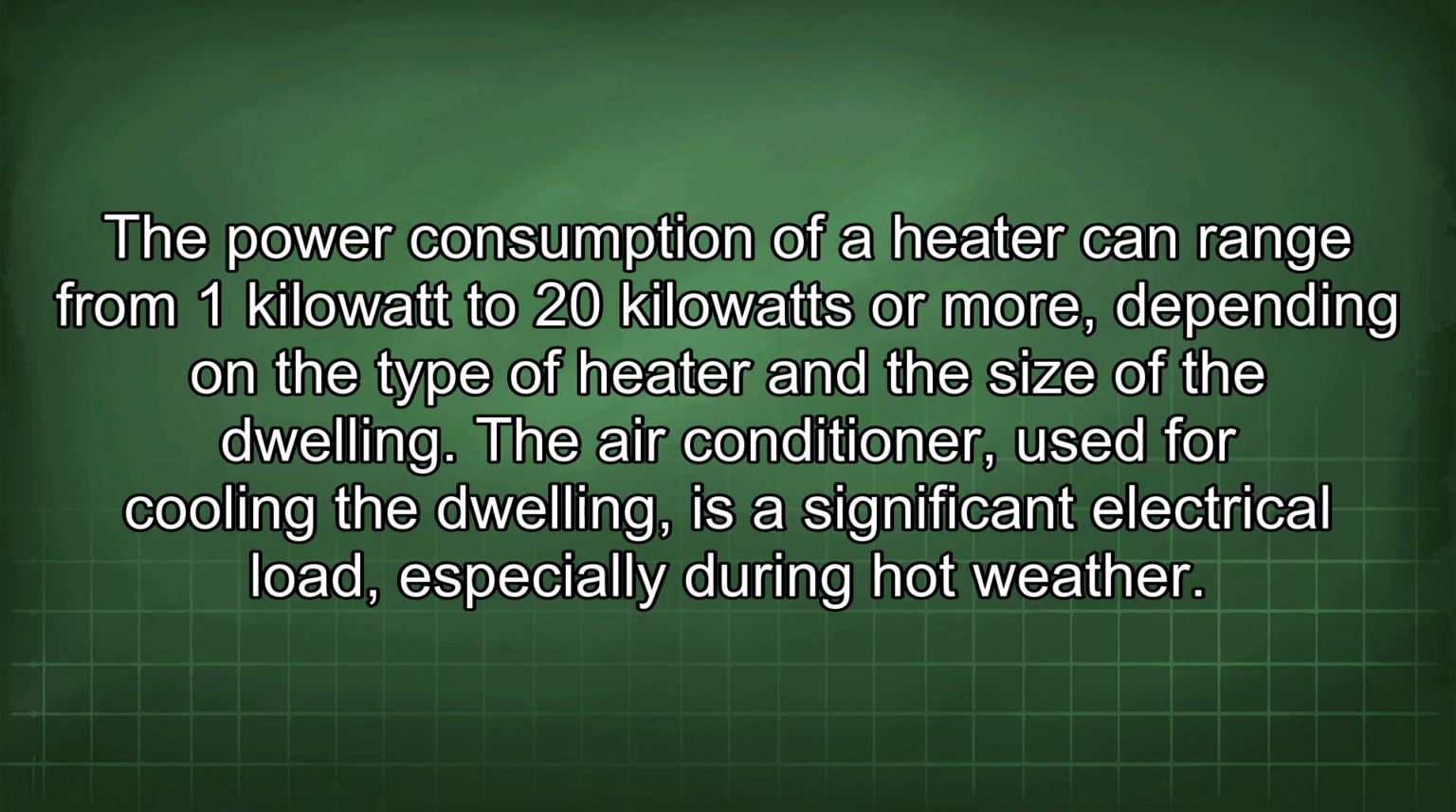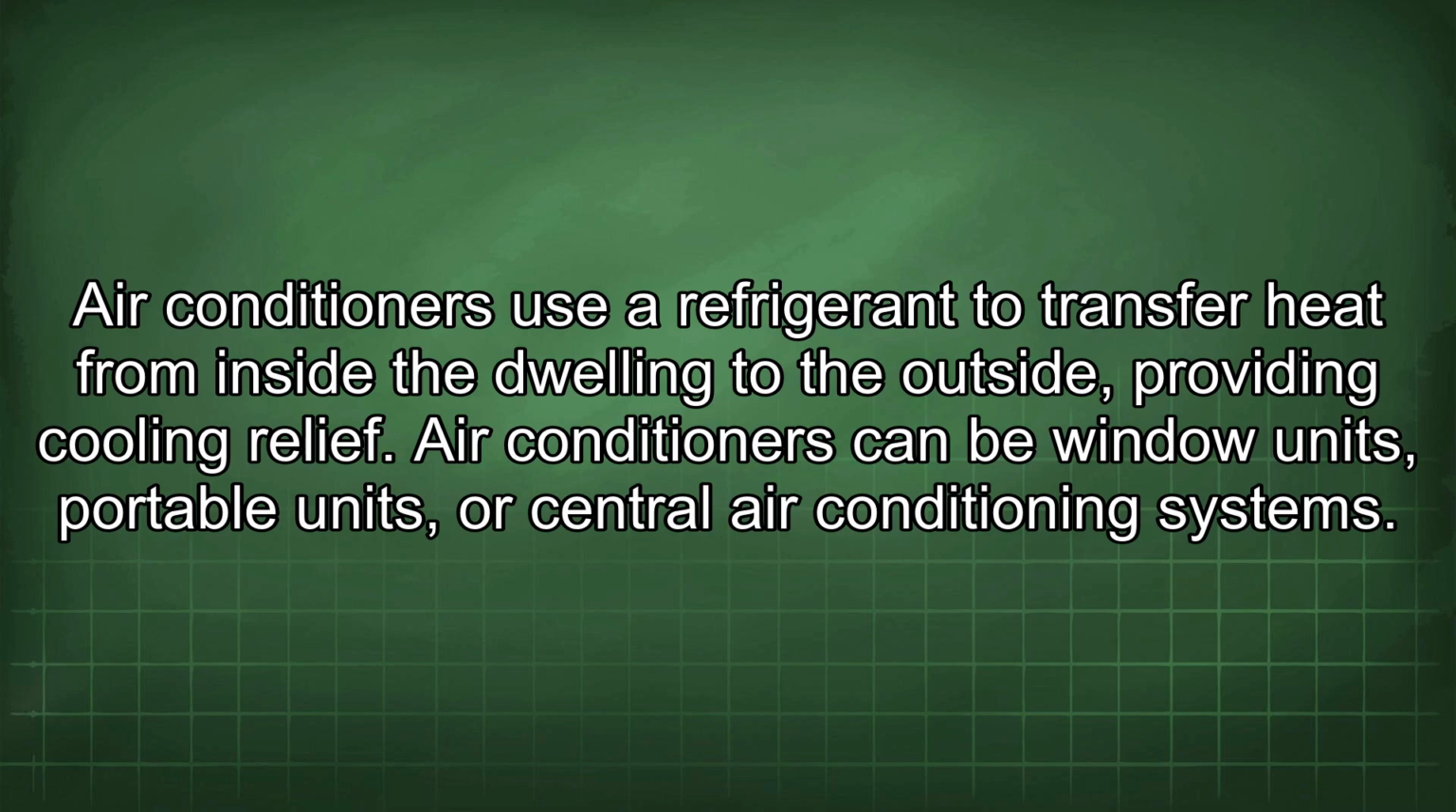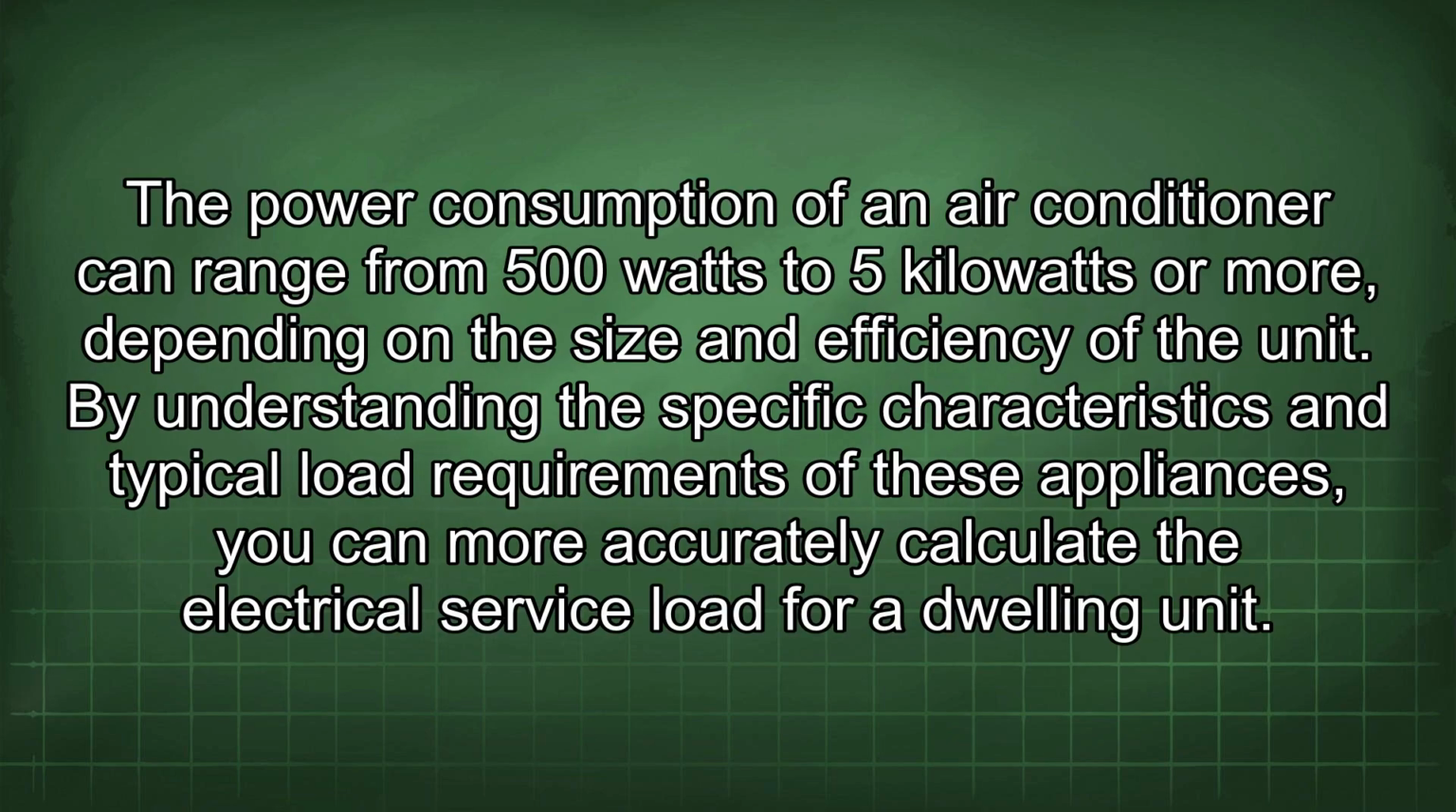The air conditioner, used for cooling the dwelling, is a significant electrical load, especially during hot weather. Air conditioners use a refrigerant to transfer heat from inside the dwelling to the outside, providing cooling relief. Air conditioners can be window units, portable units, or central air conditioning systems. The power consumption of an air conditioner can range from 500 watts to 5 kilowatts or more, depending on the size and efficiency of the unit.